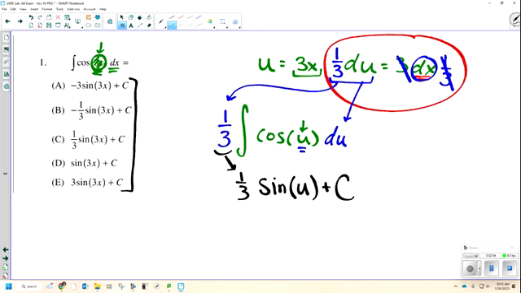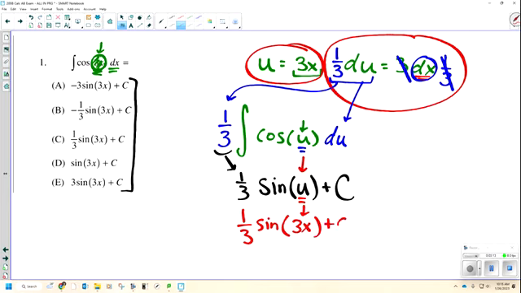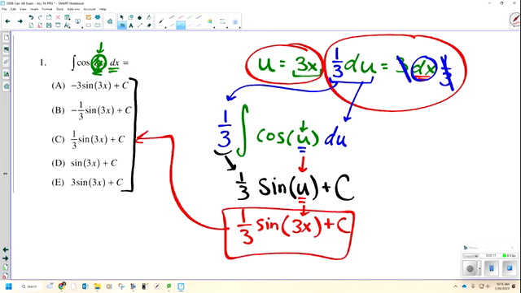The only thing left to do is I need to take my u out and put my 3x back in. Notice 3x and u are the same thing. So I'm going to write this 1/3 sine, putting back in for my u my 3x, plus c. This is my answer. Boom. It's the third choice, option C. It's a good one to start with.